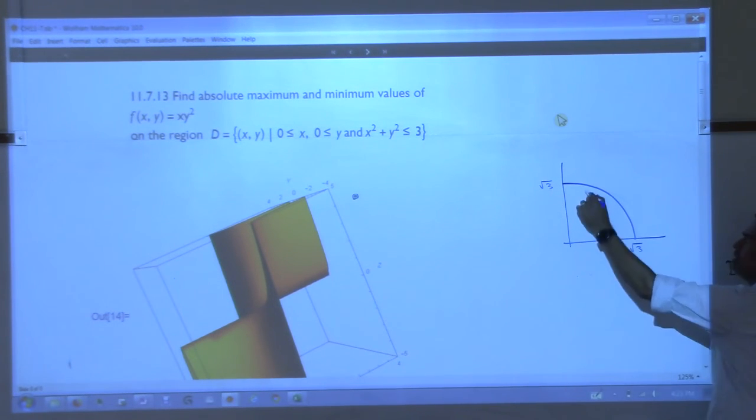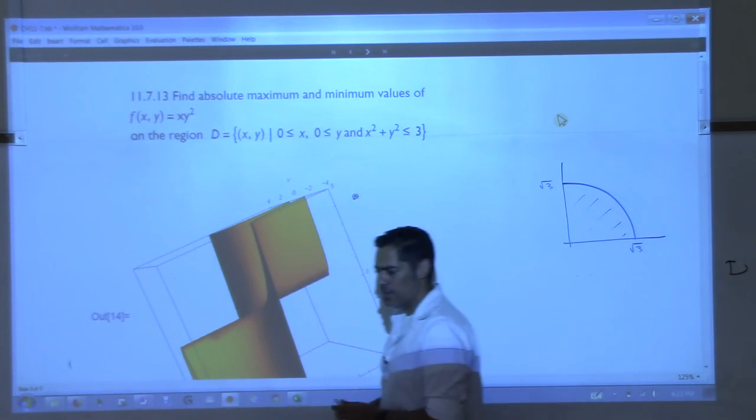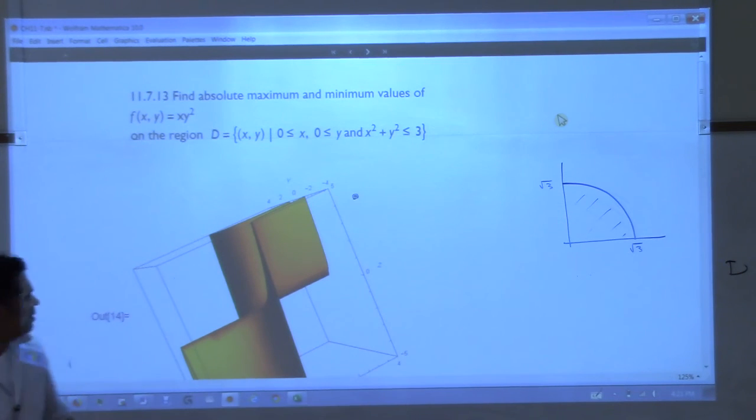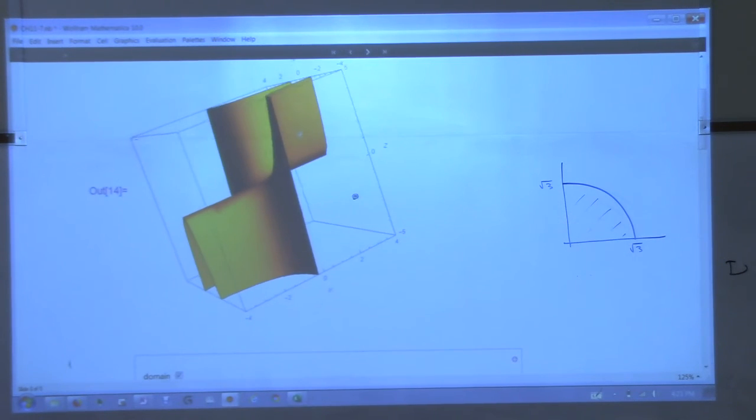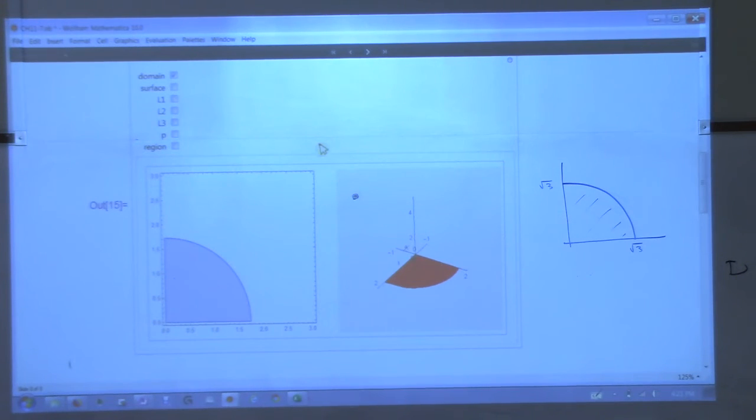This is our region. So we're taking just the points in there, mapping them up into this surface. Here's our surface. Here's our domain on the ground. Here's the surface just restricted to our domain. Let me pull the surface out again.